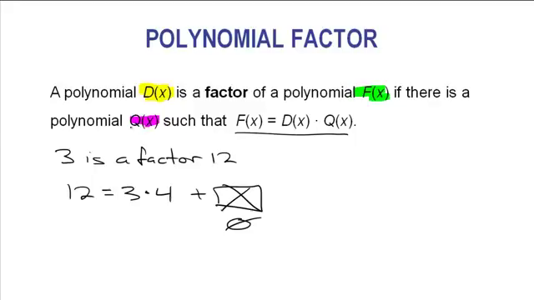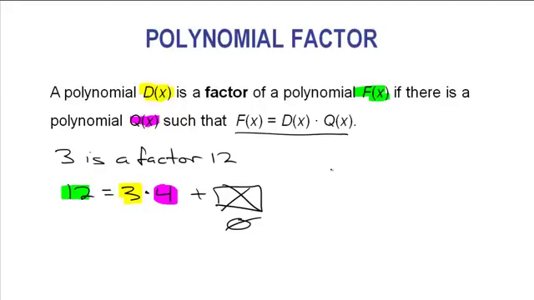Well, when we're dealing with polynomials, it's kind of the same thing. We can take this f, which is the same thing as our 12, and divide it by some other polynomial, d, which is the same thing as our 3. The result is this third polynomial, which is the same thing as 4, and there's no remainder. So you can see that 12 equals 3 times 4. We're just doing it with polynomials now.